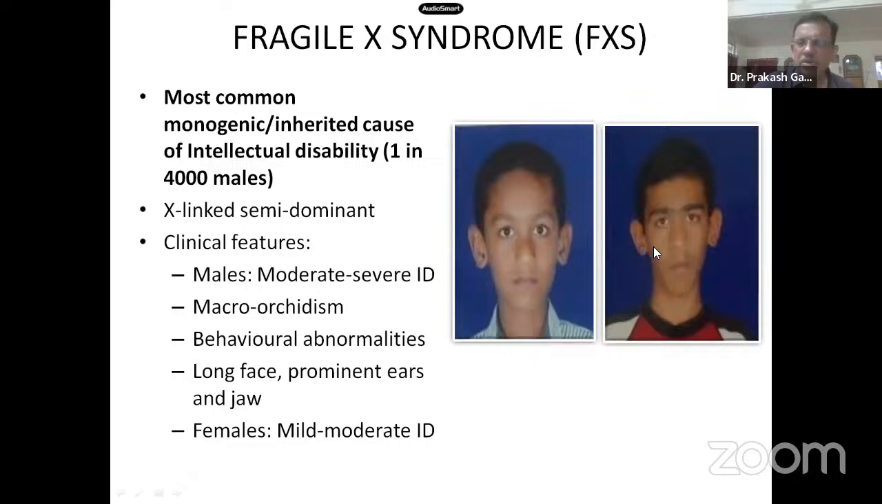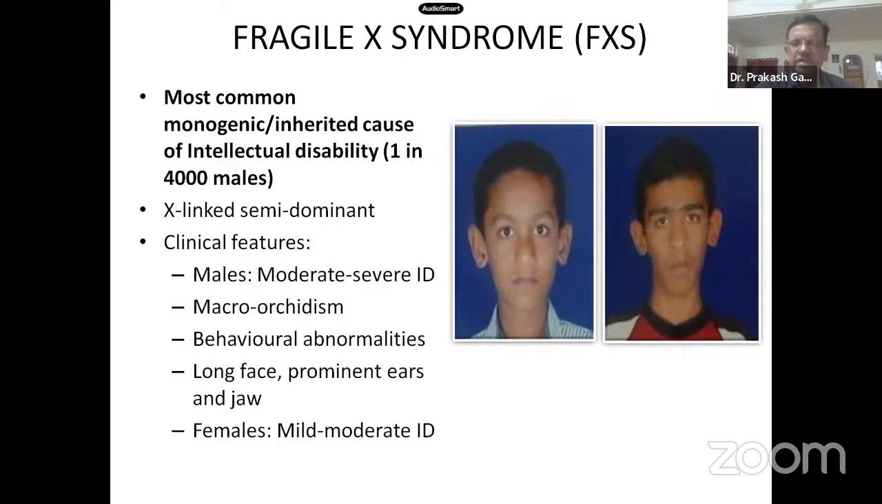They have a prominent jaw and prominent ears. When they reach puberty, they have very large testes. Behavioral abnormalities are there, and you can make out the longish face in this boy here. Hyperextensible joints can be there, and females may have milder features. Some carrier females may have ataxia, or premature ovarian failure, so premature menopause can be there. The history can be that maternal uncles are affected with some mental abnormality, and the boy has a speech delay.